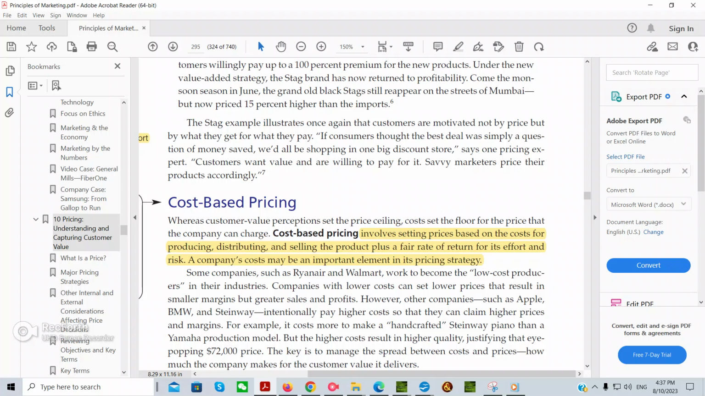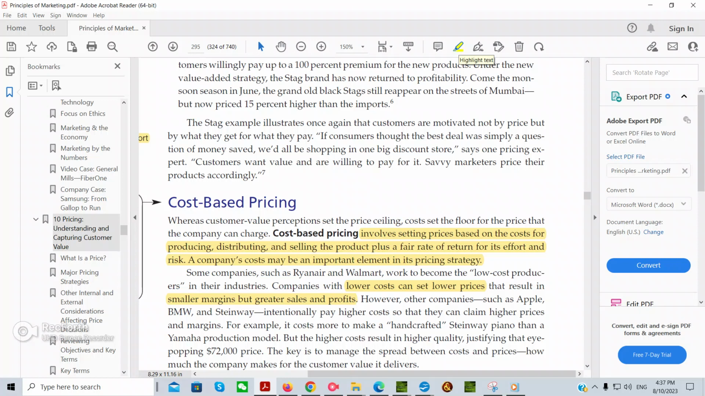Some companies such as Ryanair and Walmart work to become the low-cost producers in the industry. Companies with lower costs, as I said before, can set lower prices. Lower costs with lower prices result in smaller margins, but greater sales and profits. The margin is either the percentage of the revenue or the total amount of profit per item.